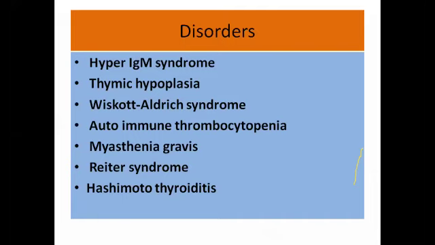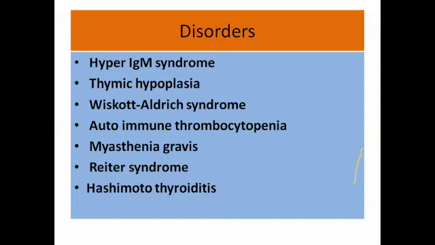Okay, so next, students, we are going to discuss the disorders. Just some of the disorders are given here. These are the disorders which are related to the immune system. So first is hyper IgM syndrome. It is one of the immunoglobulin deficiencies, characterized by normal or elevated serum levels.